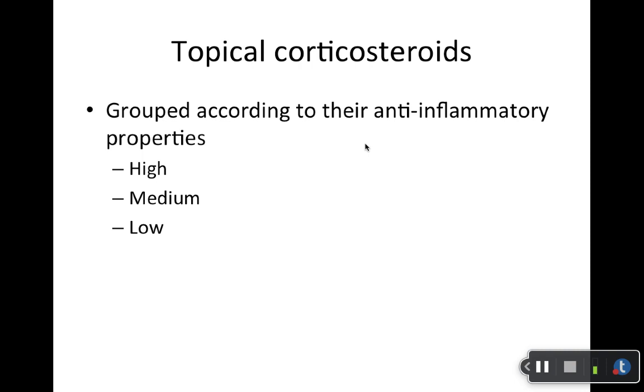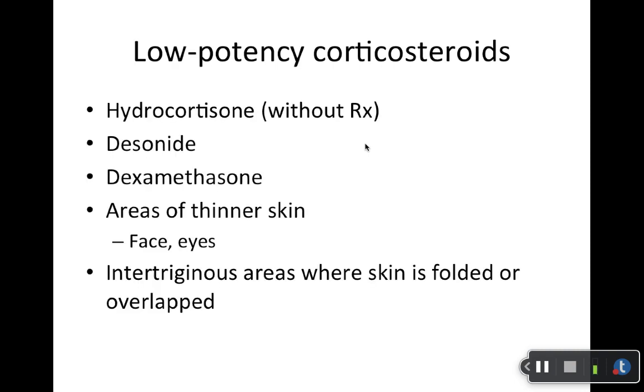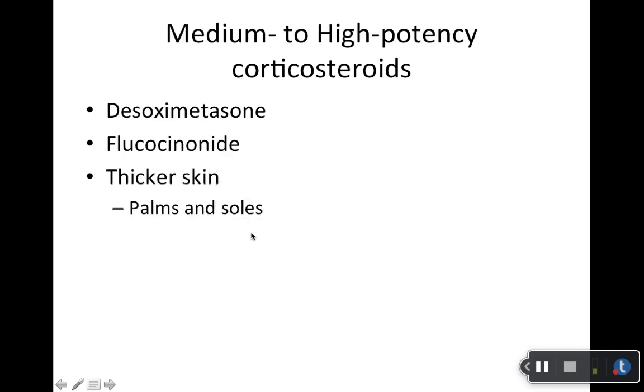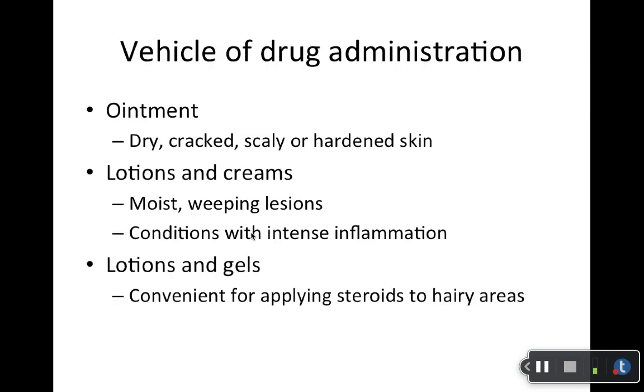And so it's something that you need to think about if you're going to prescribe topical steroids longer term. With the thinner, more sensitive parts of the skin, you definitely want to go with the lower potency. Then we have the low to medium potency, triamcinolone, fluticasone. This one you can use on ears, trunk, arms, legs, and scalp. And then the medium to high should definitely be used for the thicker skin, so palms and soles.